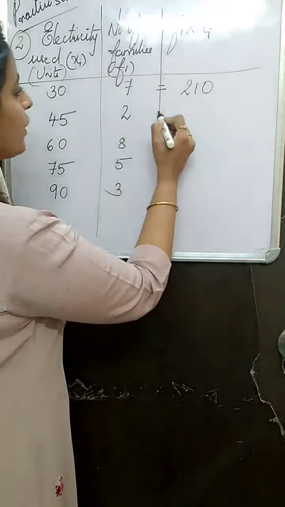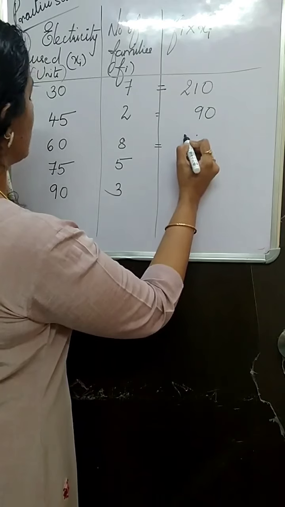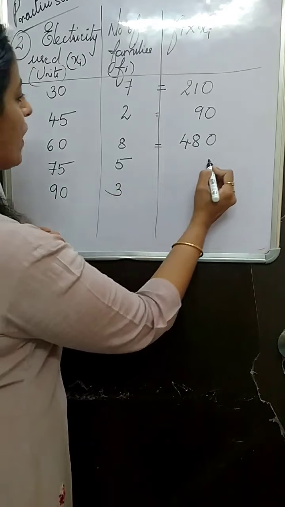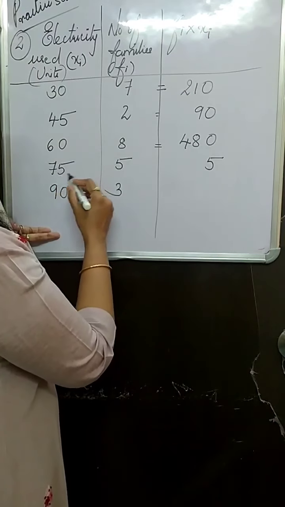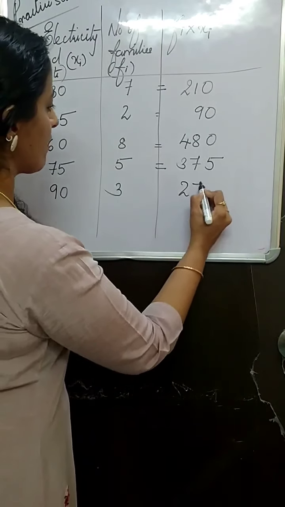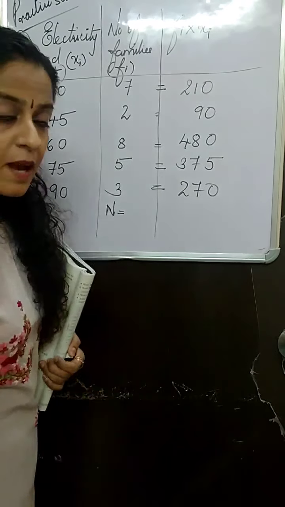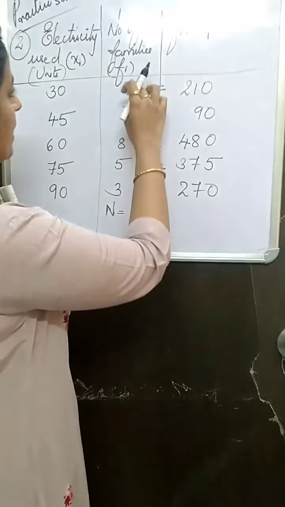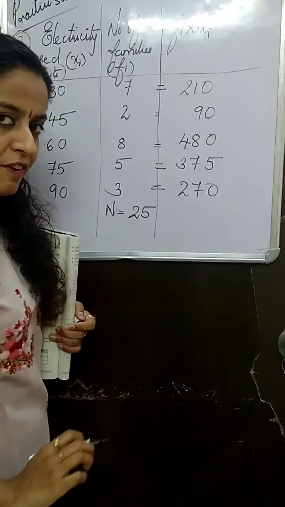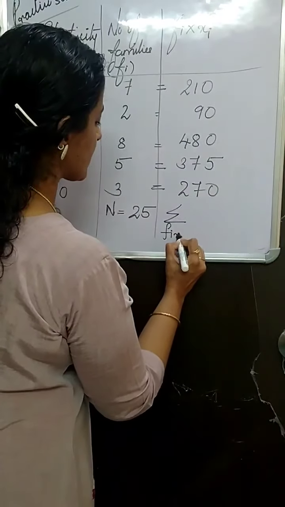Now here multiply 45 into 2, 90. This will be 8 6s are 48, 48 and 0, 480. 75 into 5: 5 5s are 25, carry 2, 35, 37. Multiply. This will be 270. So this is n, the sum of the frequency: 7 plus 2 is 9, 17, 22 and 25. This detail is about 25 families. Correct. Total, that is summation of fi xi.